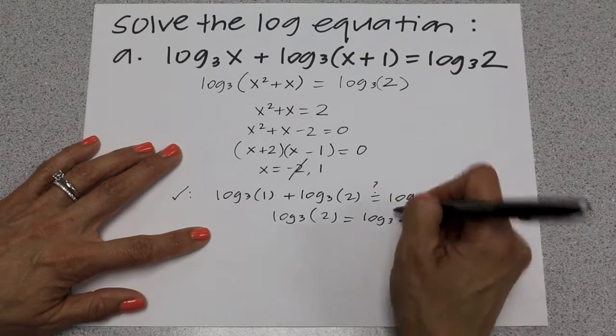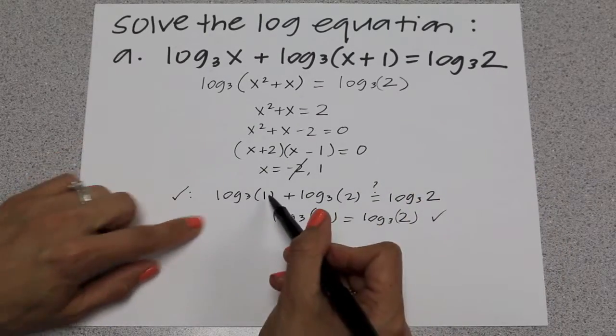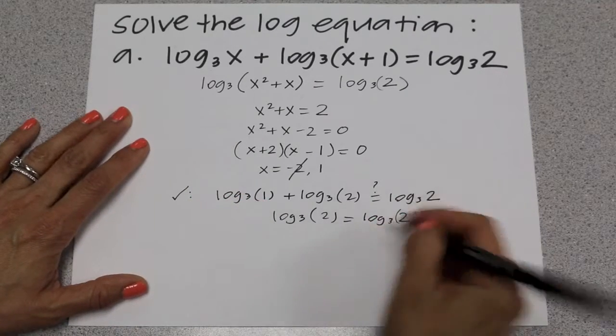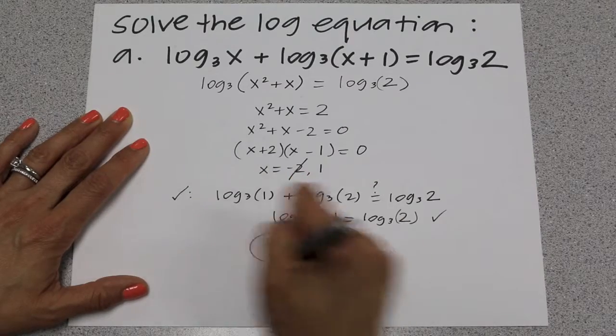And it checks out. You get a true statement, and you're okay with taking the log of positive 1 and the log of positive 2. So we're good. So the final answer is just x equals 1.